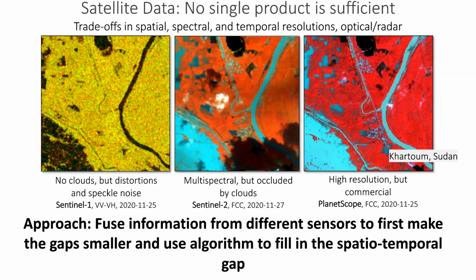So what we propose is to first fuse information from different sensors to make those gaps smaller. And then we try to develop some algorithm to fill in the spatial and temporal gaps that I just mentioned.